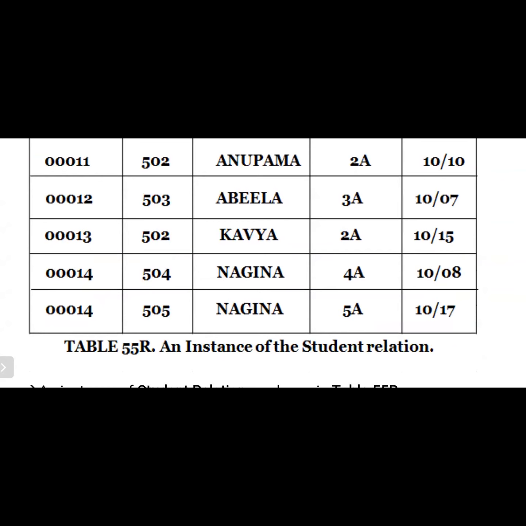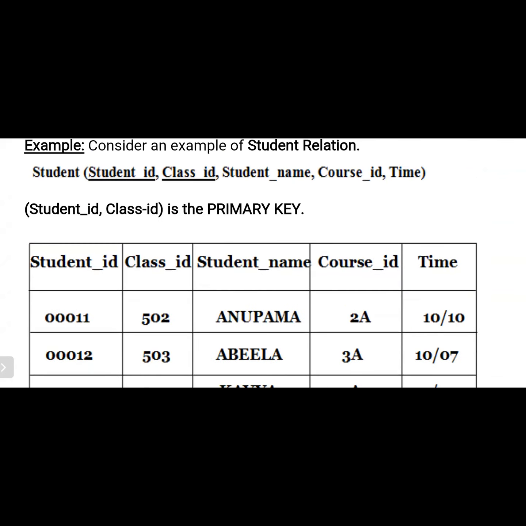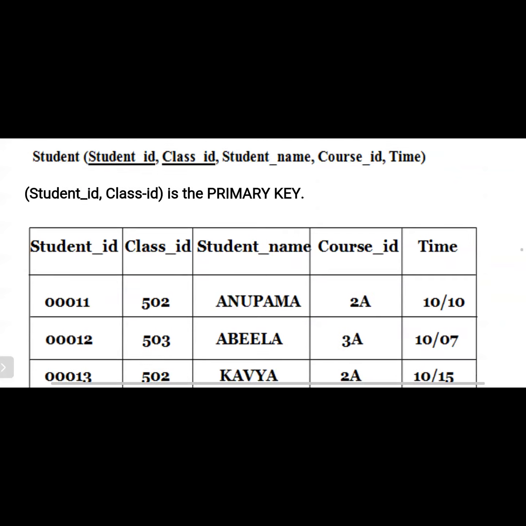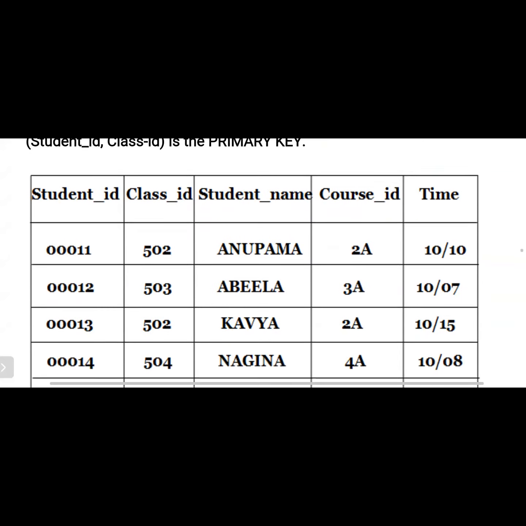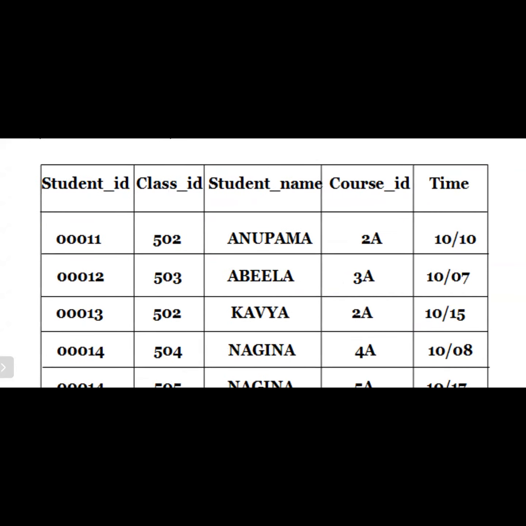In the same way, we can find every name: Nagina, next Kavya, next Abila. We easily find the names. But student ID and class ID are supposed to be responsible for getting the details, and here we are using only student ID, not class ID. That type of dependency is referred to as a partial functional dependency. So we need to break this table down into two tables.